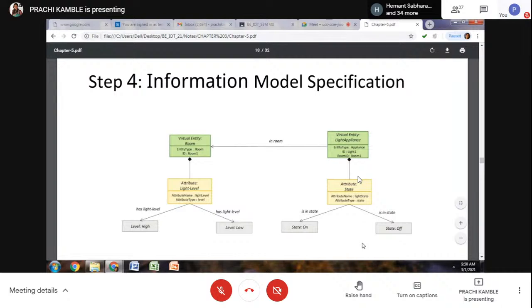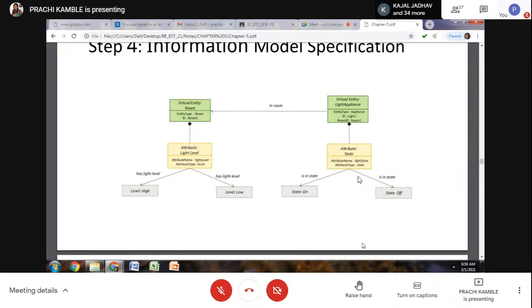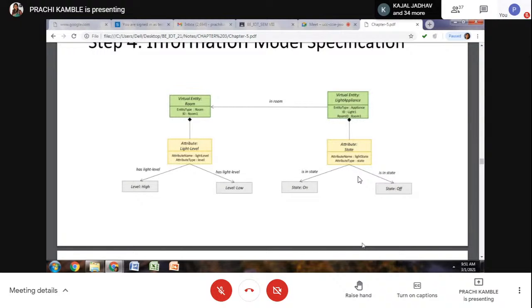Then the information model specification. In the information model specification, again it has all those contents, that is attributes, model and everything. Here we can start with the virtual entity room. The entity type is room and the ID is room number 1. To access the room remotely, we need to create a virtual entity room, and the entity type is room and the ID is room number 1.